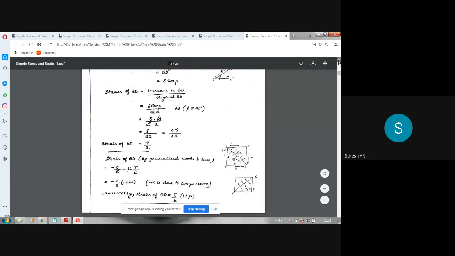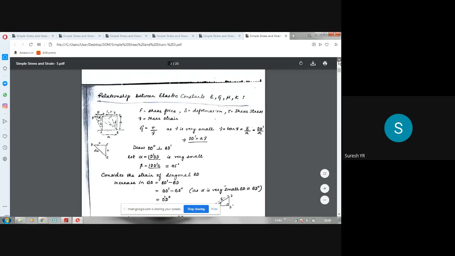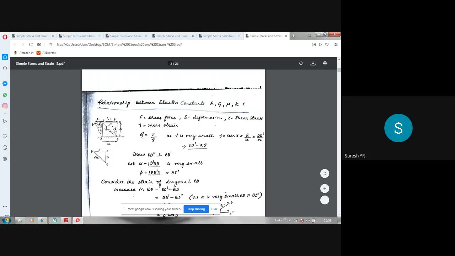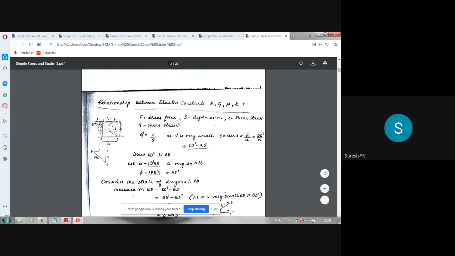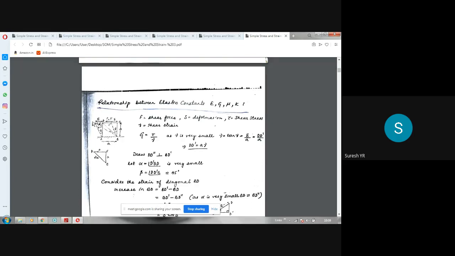Now let us see how this proof is carried out. So you have to understand. I have taken an element like this. Square element only. So ABCD is the square element with edge a and a. So a is the size of the edge of the square. Now I have applied a shear stress in this direction, towards left. So what is the effect of that? When you apply a shear stress in that direction, it causes both linear deformation as well as angular deformation. I had explained that when I explained about shear stress and shear strain.